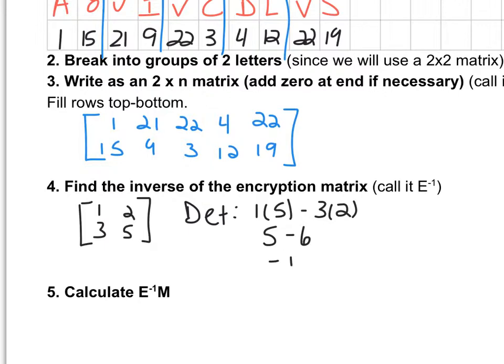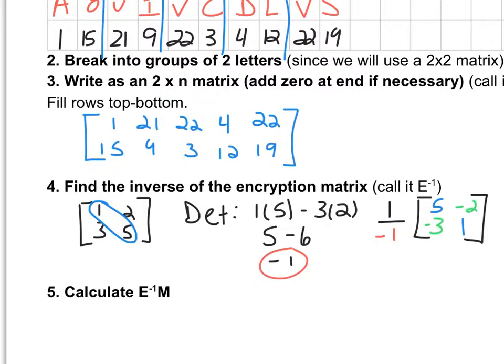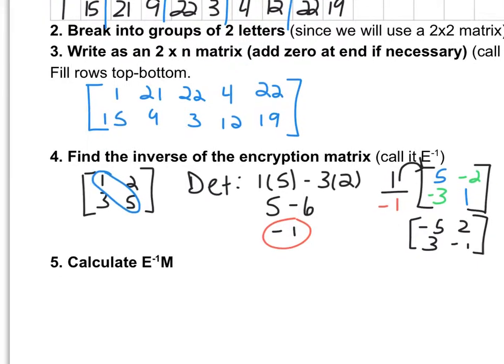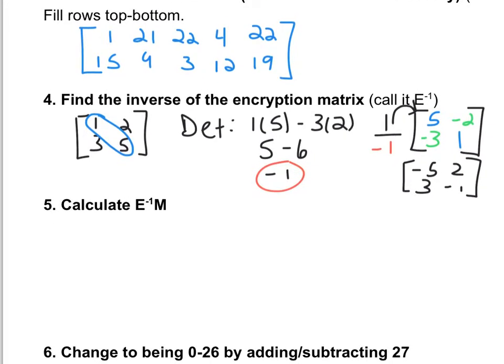And then my inverse matrix is going to be 1 over my determinant of negative 1 times, here's where we switch the place of A and D, so 5 and 1, and we switch the sign of B and C, so negative 3, negative 2. And before I keep going, I'm going to multiply through my scalar. So that's going to actually change my signs again and make this negative 5, 2, positive 3, negative 1. So this is my decryption matrix.